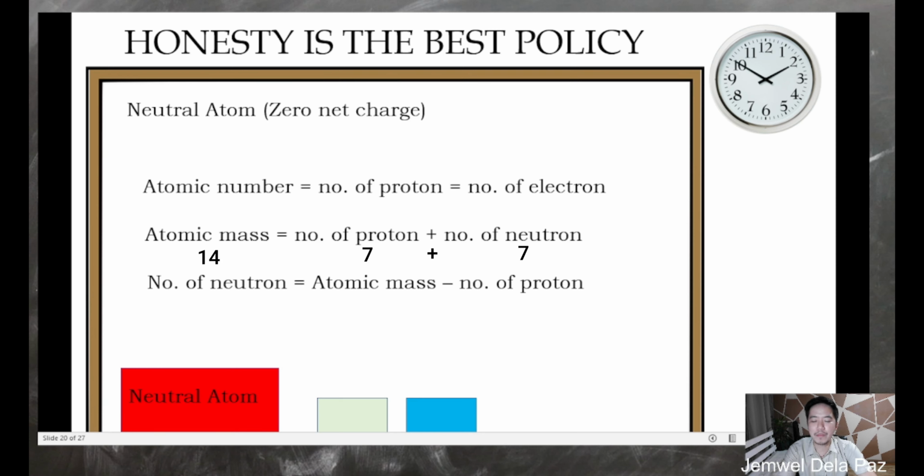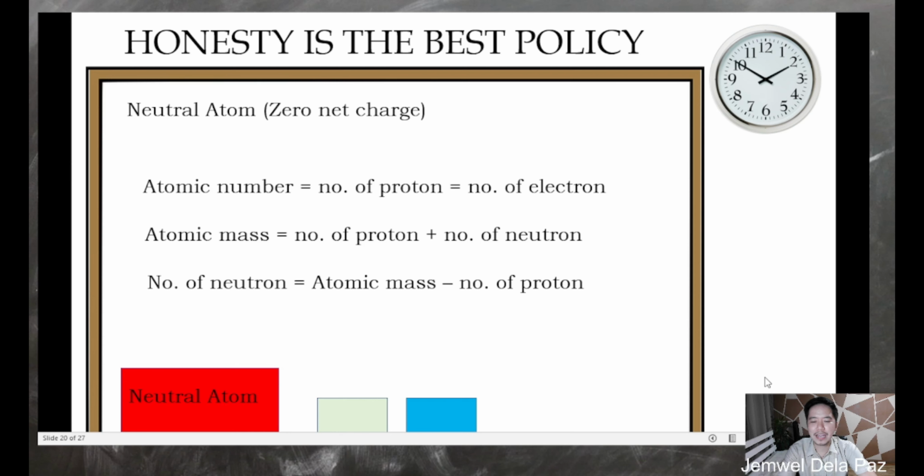Second, to determine the atomic mass of a neutral atom, all you have to do is to add the number of protons and the number of neutrons. The concept is atomic mass of a neutral atom is found or concentrated in the center of the atom, which is the nucleus. Yes, 99.9% of the total mass of an atom is concentrated in the nucleus. Third, the number of neutrons is equal to the atomic mass subtracted by the number of protons.